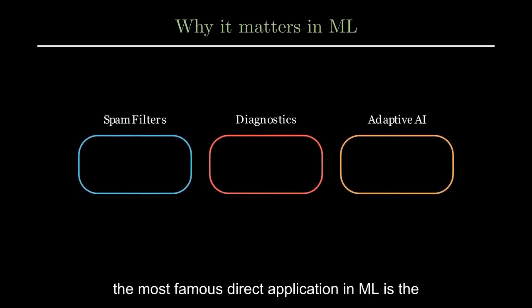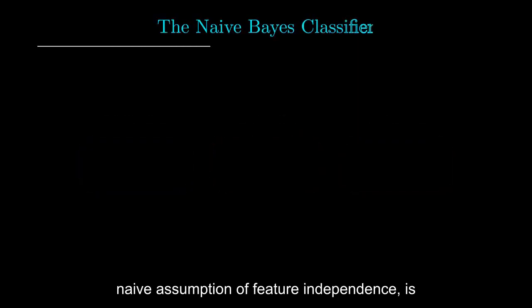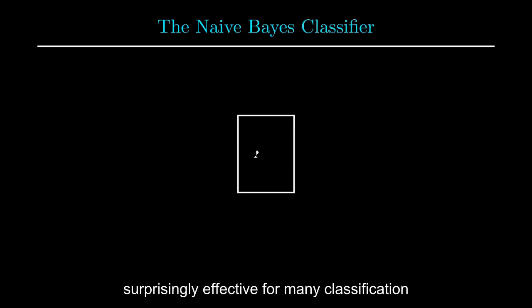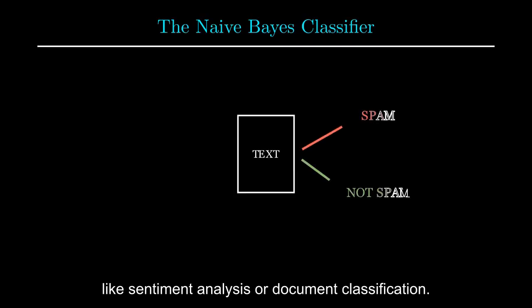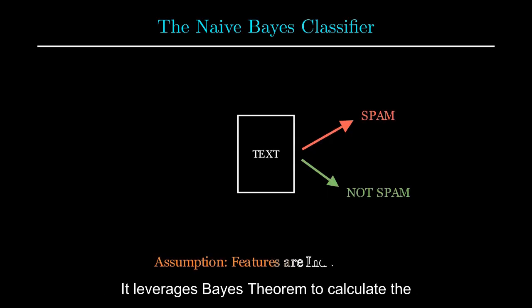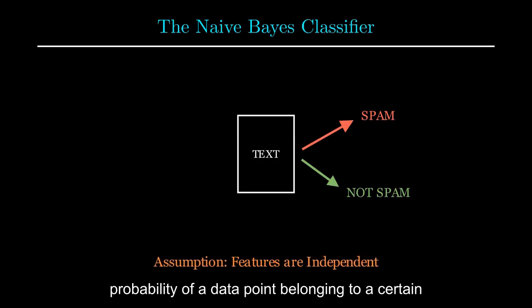Perhaps the most famous direct application in ML is the naive Bayes classifier. This algorithm, despite its naive assumption of feature independence, is surprisingly effective for many classification tasks, particularly in natural language processing like sentiment analysis or document classification. It leverages Bayes' theorem to calculate the probability of a data point belonging to a certain class, given its features.